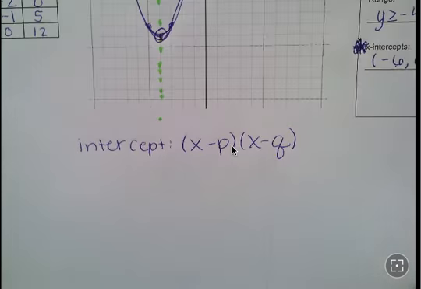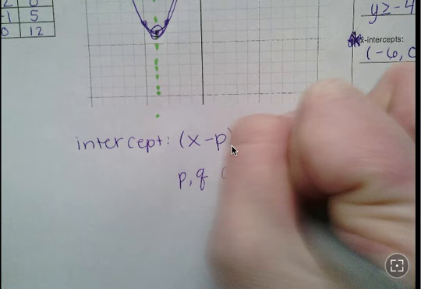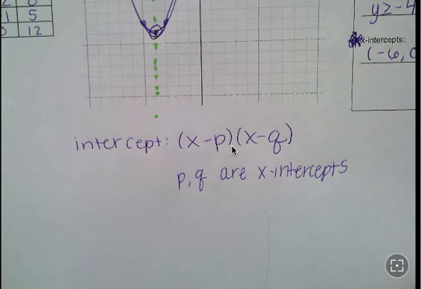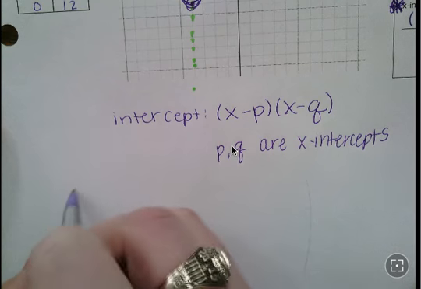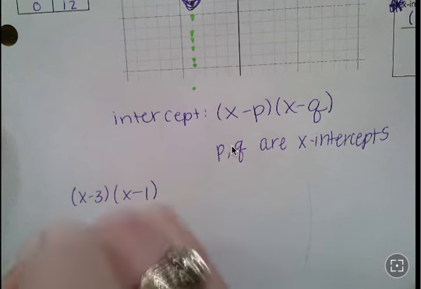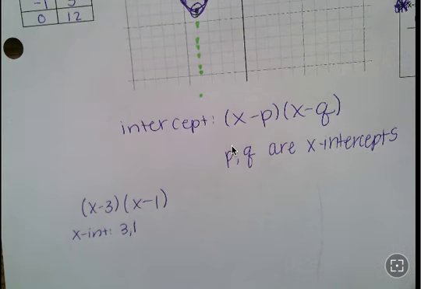Sorry, you can't see that. x minus p times x minus q, where p and q are the x-intercepts. So what you're basically going to do is look at the numbers here and here, and then change the sign. As a different example, if you had x minus 3 and then x minus 1, the x-intercepts would be 3 and 1. And the cool thing about this is if you completely forgot that, you could still go to the graphing calculator and see it. So you don't have to have this stuff memorized necessarily. You just have to be able to reason your way through it.